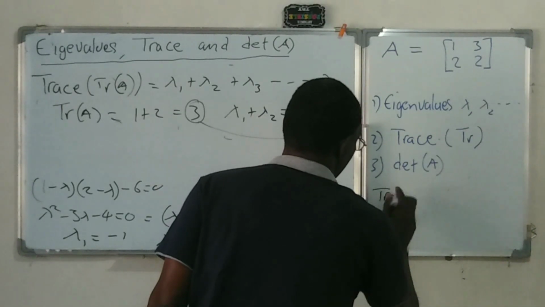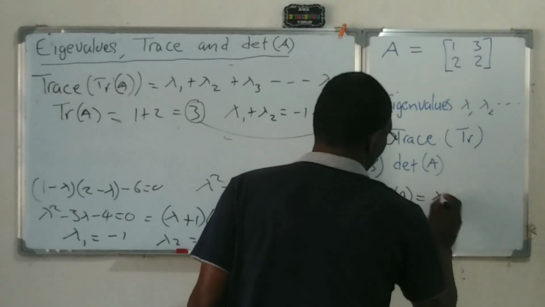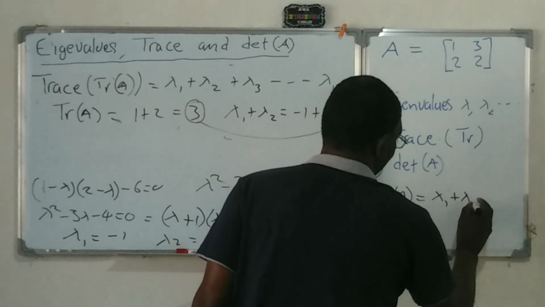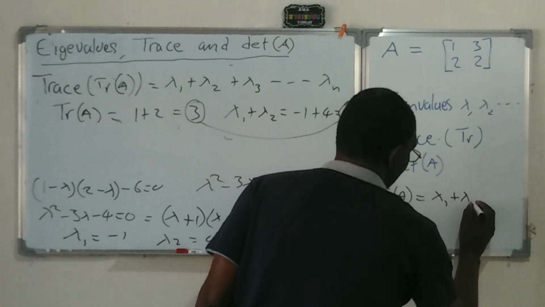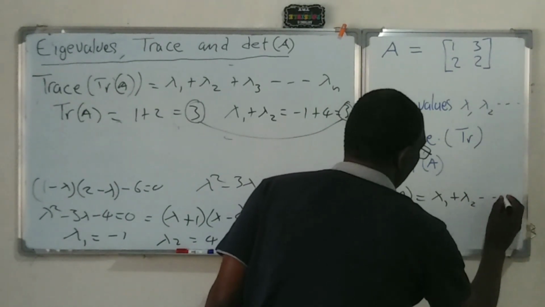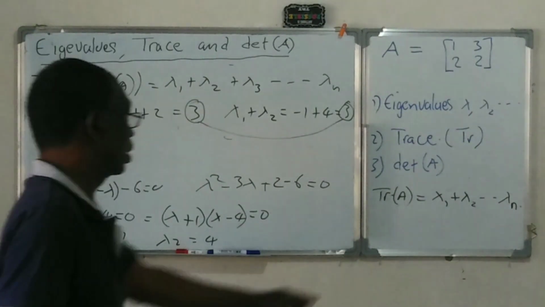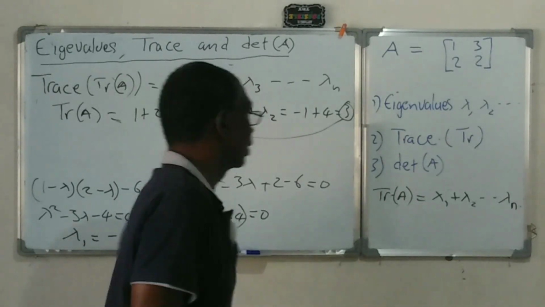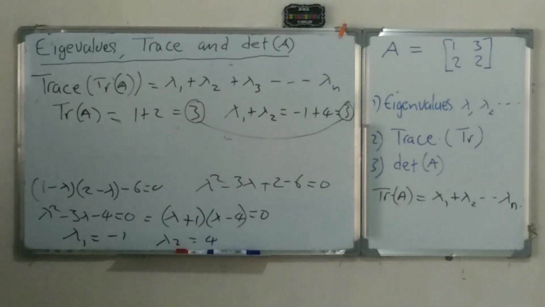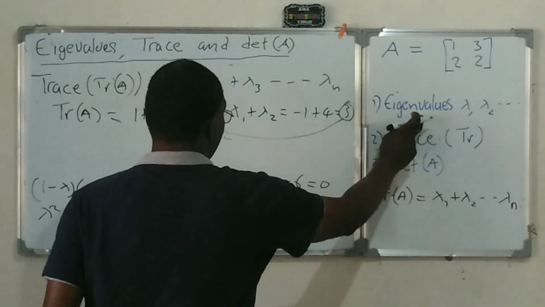So we can quote our formula as trace of A is equal to the sum of the eigenvalues, lambda 1, lambda 2, all the way up to lambda n. I'm writing this for a general matrix A, which is an n by n matrix. Okay, so that's the relationship between the trace and the eigenvalues.